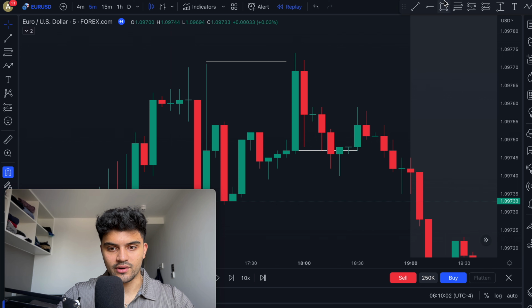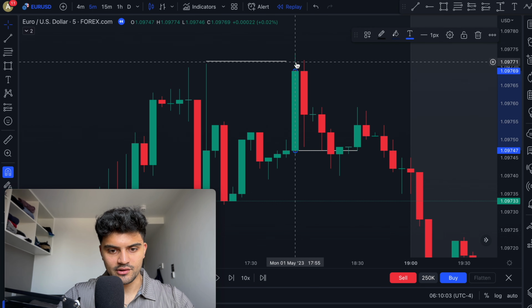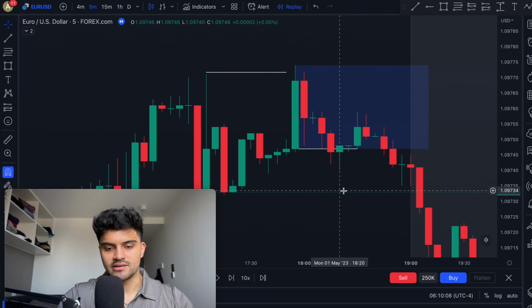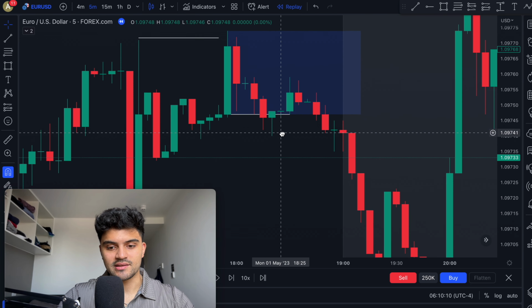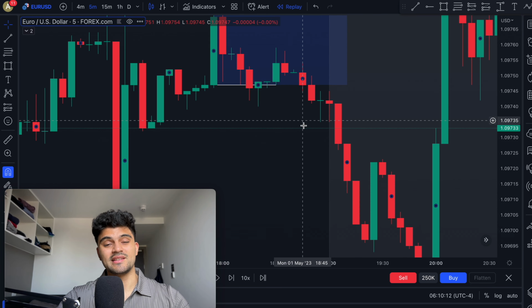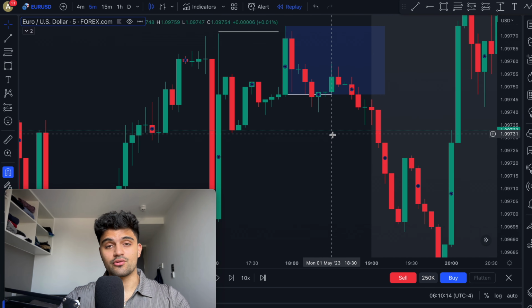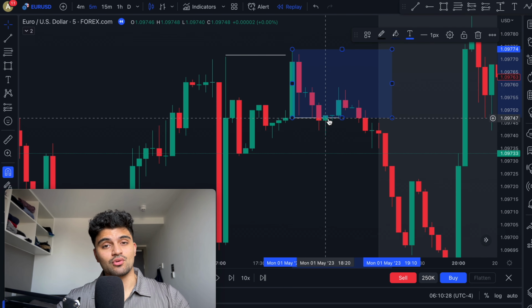So if I get the rectangle tool out again, this would be the order block right there. And as you can see, price comes into it, respects it, and then pushes down. So easily tradable, very reactionary, as I said, and that's all that it is really.